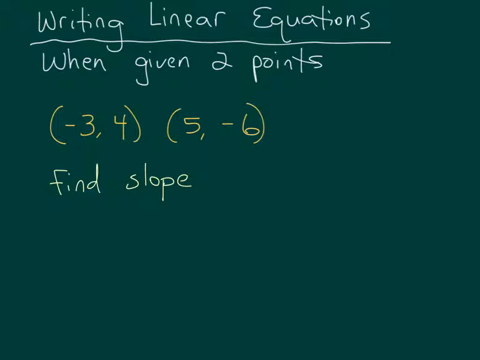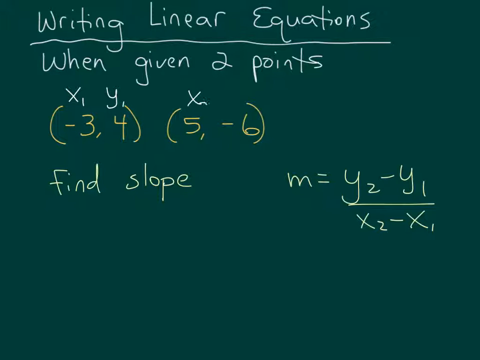Well, if I recall, my slope formula is y2 minus y1 over x2 minus x1. So I'm subtracting my y's on top over subtracting my x's. So in this particular equation, I can go back up and write x1, y1, x2, y2. And now I can plug them in. And so I'm going to have my negative 6 minus 4 over 5 minus a negative 3. Again, don't forget about that negative.